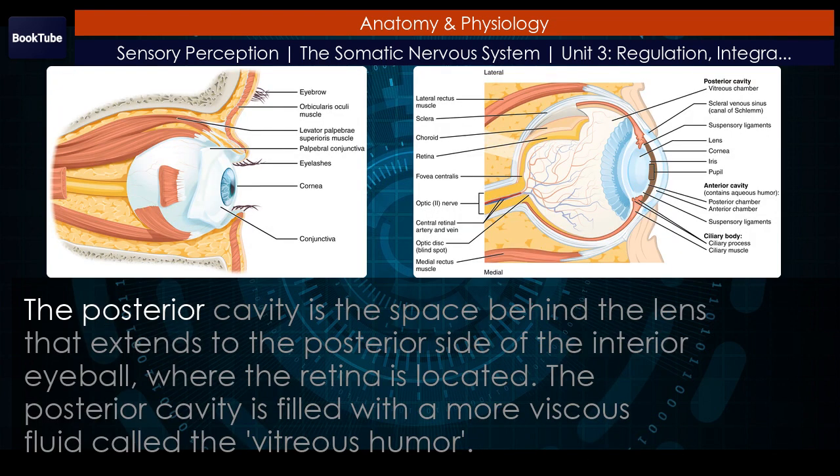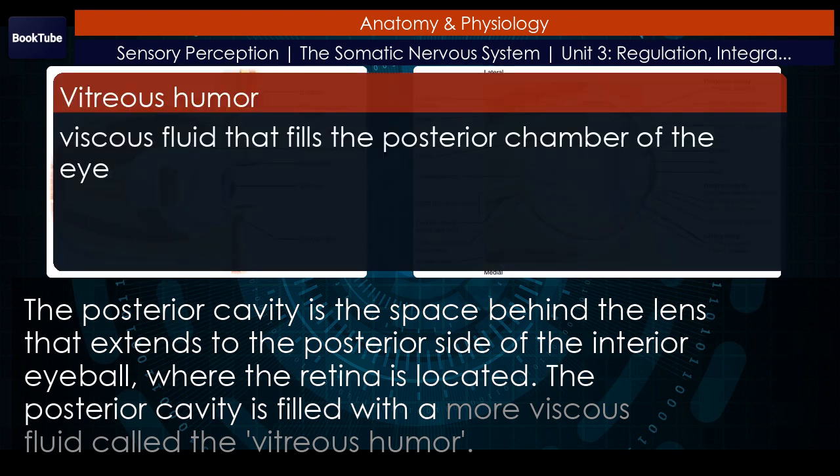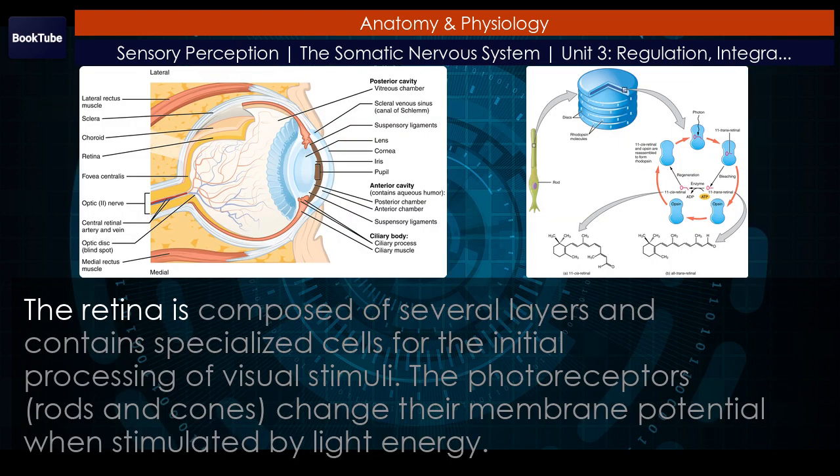The posterior cavity is the space behind the lens that extends to the posterior side of the interior eyeball, where the retina is located. The posterior cavity is filled with a more viscous fluid called the vitreous humor. The retina is composed of several layers and contains specialized cells for the initial processing of visual stimuli.